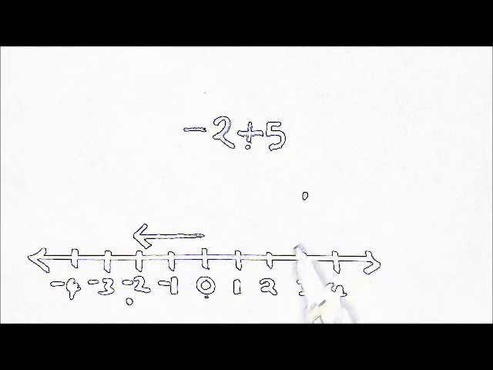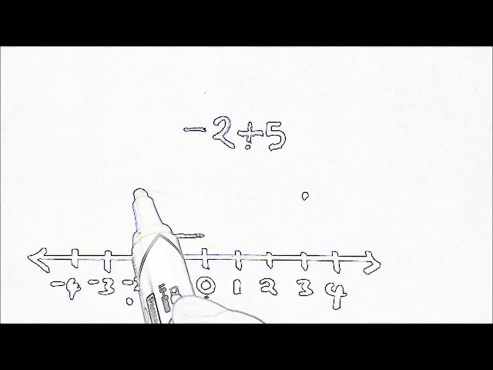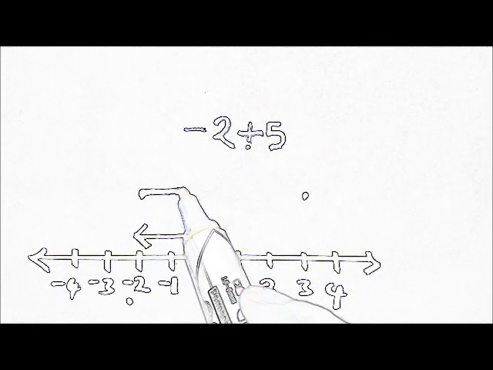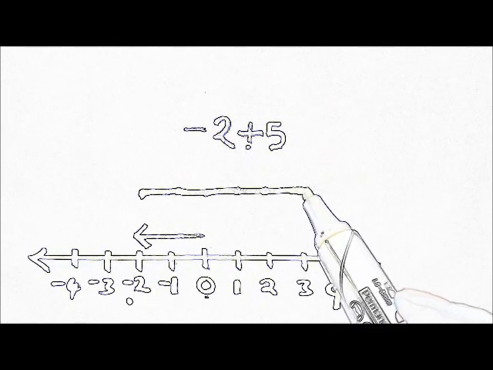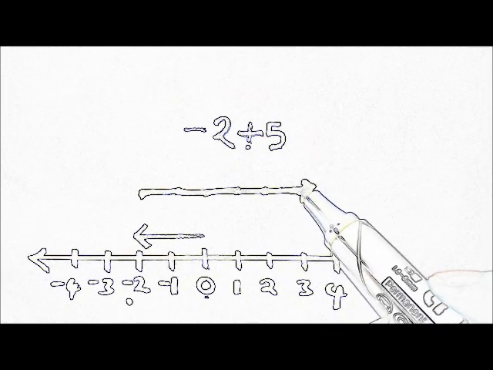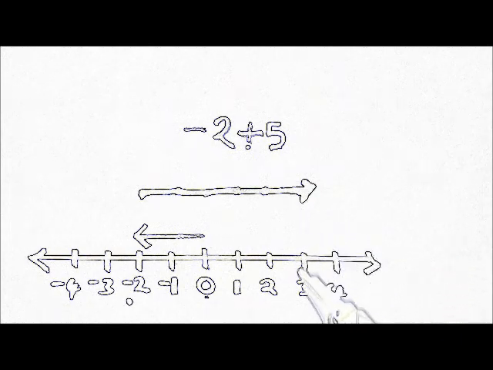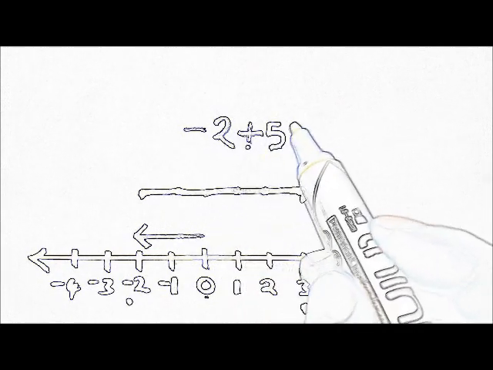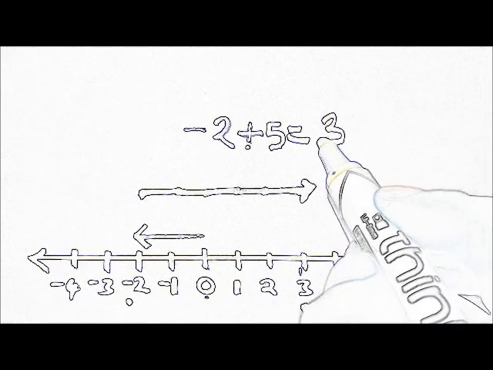So I'll end somewhere here. So I'll start from negative 2, counting 5 steps forward. So this will be 0, 1, 2, 3, 4, 5. So what this means is 5 steps forward end at the number 3 on the number line. In other words, minus 2 plus 5 equals this value here, which is 3.